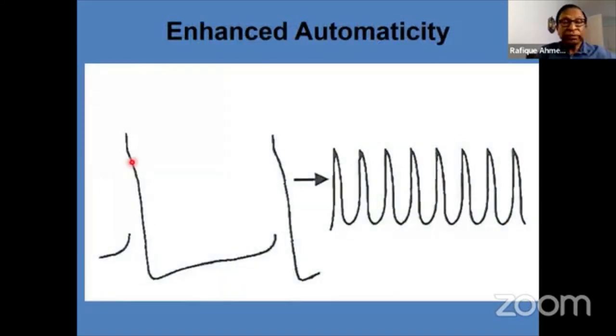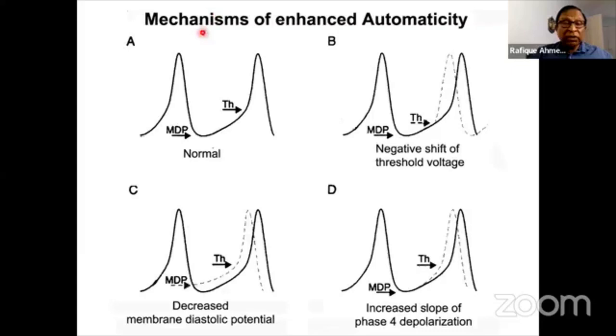So enhanced automaticity: let's say the sinus node is beating at a certain rate, and it can become faster. The same thing just gets faster; that's enhanced automaticity. Now, how does it happen? Let's look at this action potential, which is the sinus node potential. This is the membrane diastolic potential. Because of the funny current, it becomes less negative, and once it reaches the threshold potential, we have an action potential. And this is what decides the rate.